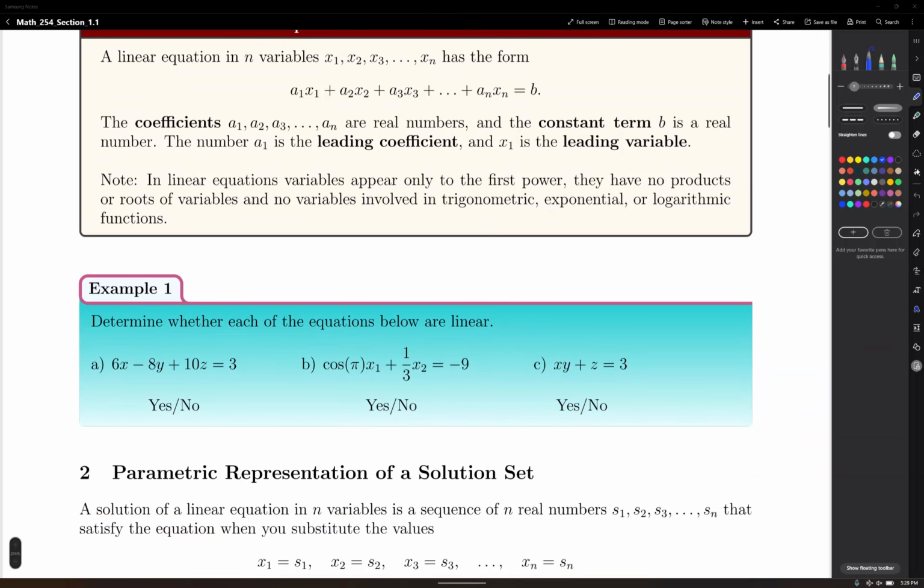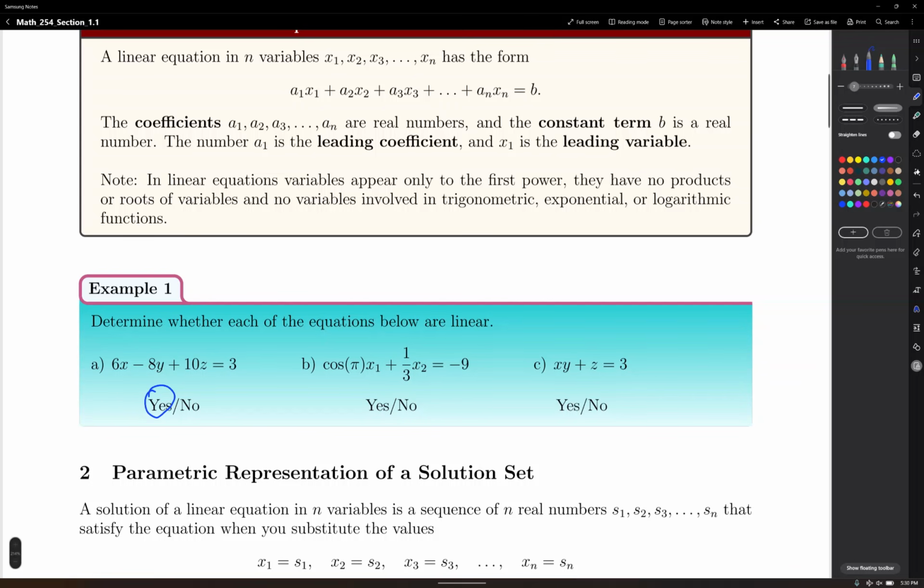Letter A, yes or no? Numerical coefficients, all variables appear to the first power, so why not? I don't see why not. Letter B, linear or non-linear? I see a combination of yeses and nos. So, why is that a linear equation, however?